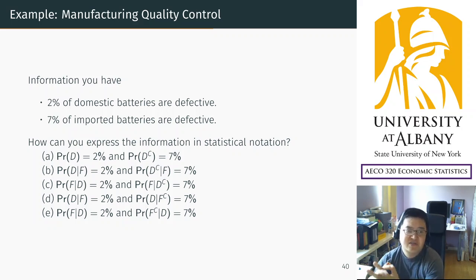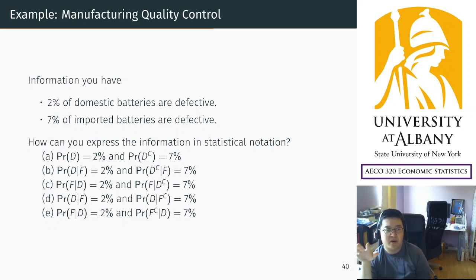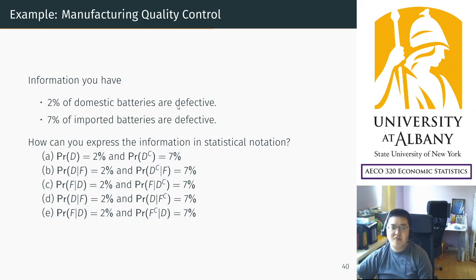And now, the first step: how can you summarize this information in statistical notation? There are 5 options. Think about this. I'll give you a few seconds, or you may pause the video now and think about this. You understand what these two sentences mean, so you should be able to write them in probability notation. Okay, pause it, and I'm going to give you the answer now.